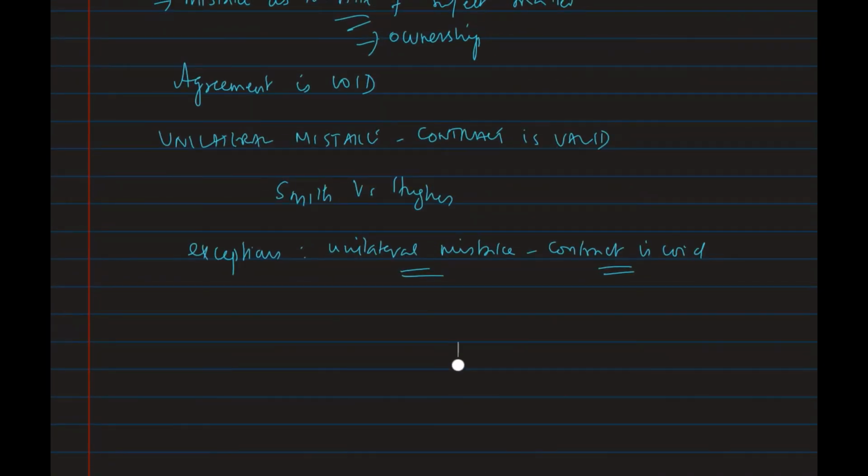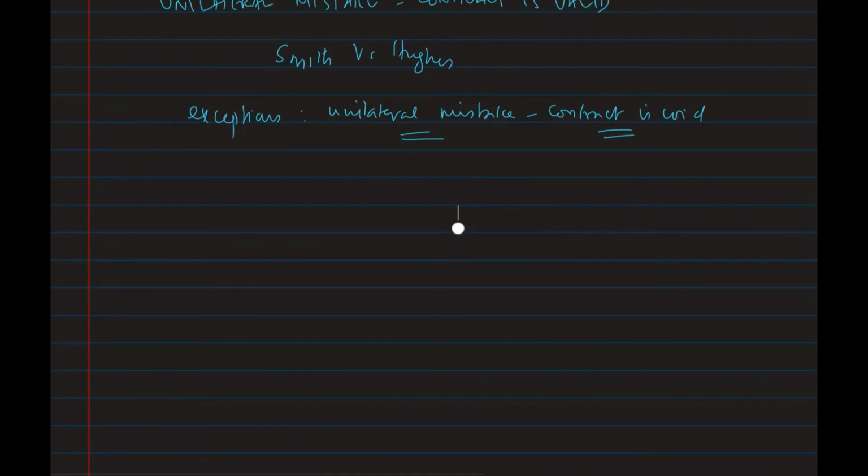That is one. It relates to the identity of a person. Very important. When A wants to enter into a contract with B, but by mistake he goes to C and enters into a contract. It's a mistaken identity because B and C are look-alikes, or B and C have similar names.